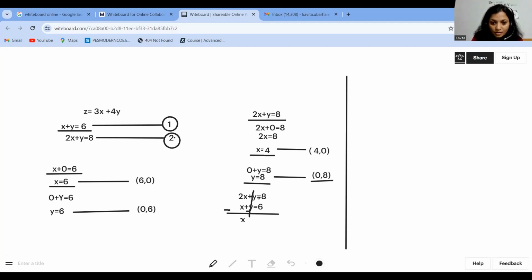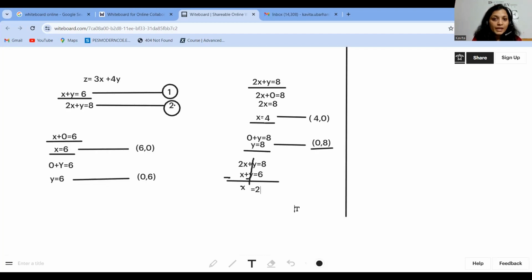Then 8 minus 6 will be 2. So x is equal to 2. Here you get the value of x by subtracting x plus y is equal to 6 from 2x plus y is equal to 8. Now you can put the value x is equal to 2 in any of the equations, in 2x plus y is equal to 8 or in x plus y is equal to 6, and you will get the value of y.